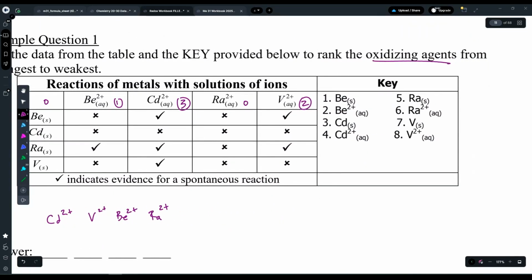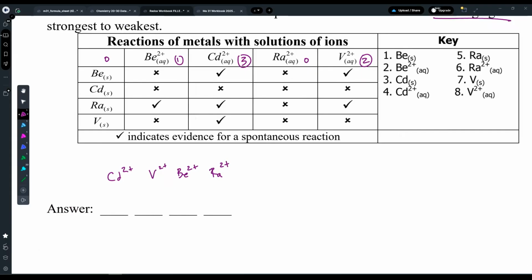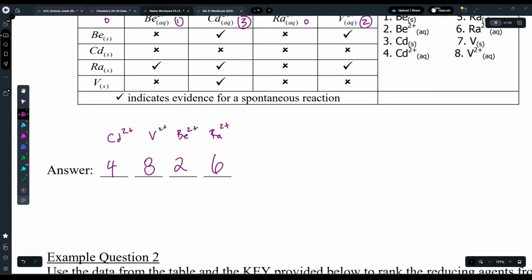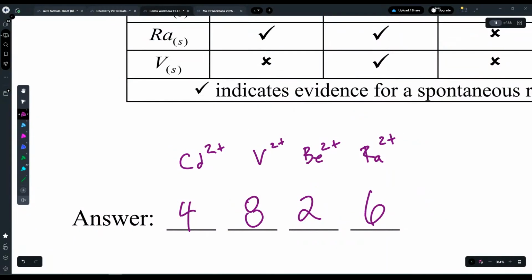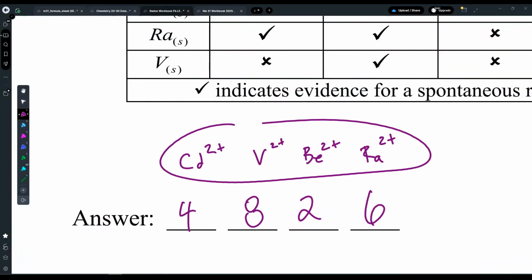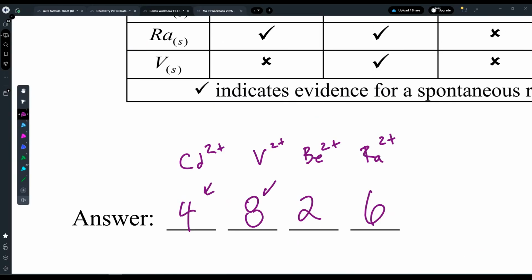Okay, but we've got to use the key so that we can put in the answer. So this is a style of diploma question that you will see, but sometimes they don't always give you the identity of the substance here. So just watch out for that. So cadmium, that was 4, and then vanadium, that was 8. Beryllium was 2. Radium 2+ was 6. So what you can do just to break these questions up to help yourself out is write out what you're aiming for your answer to be, and then match up whatever numbers to those substances that were given in the key.